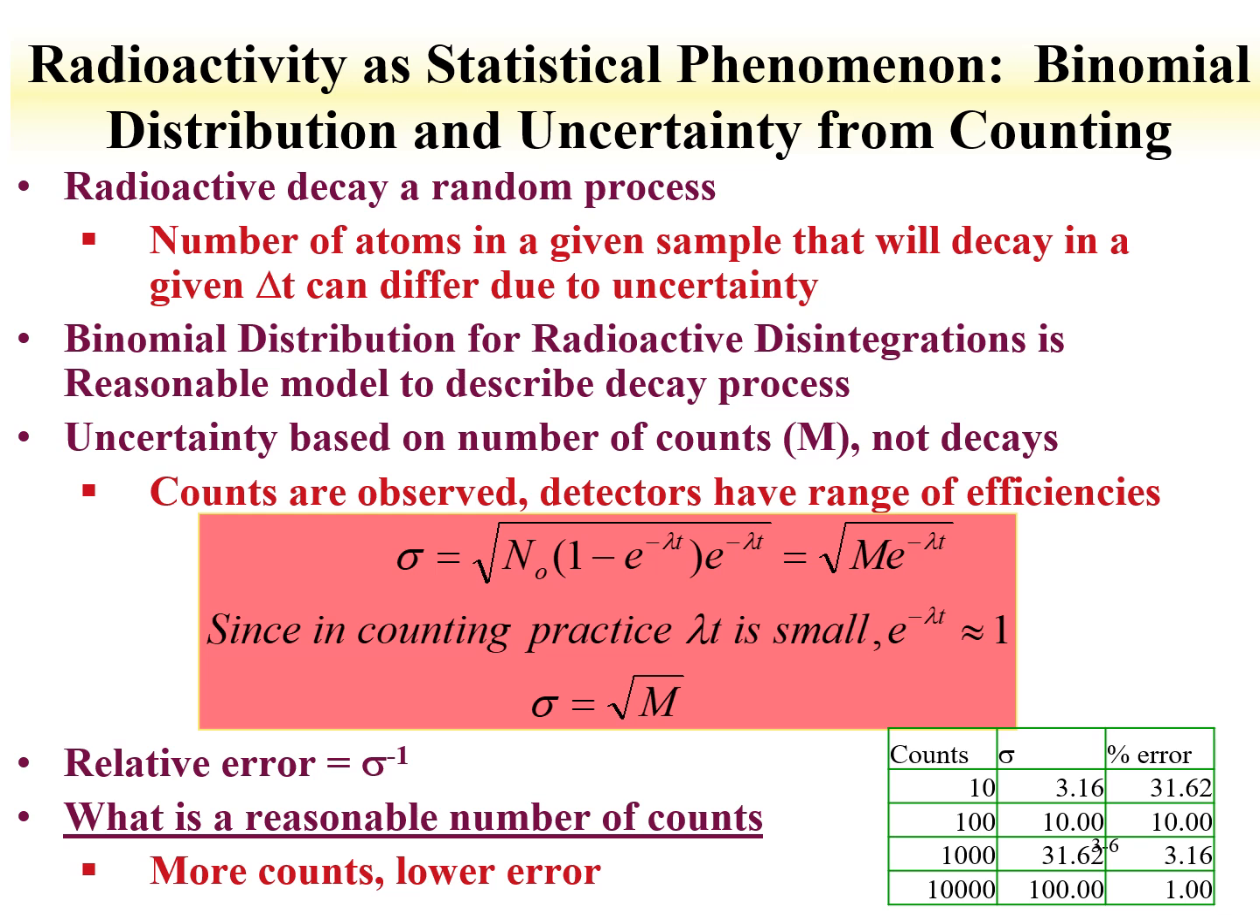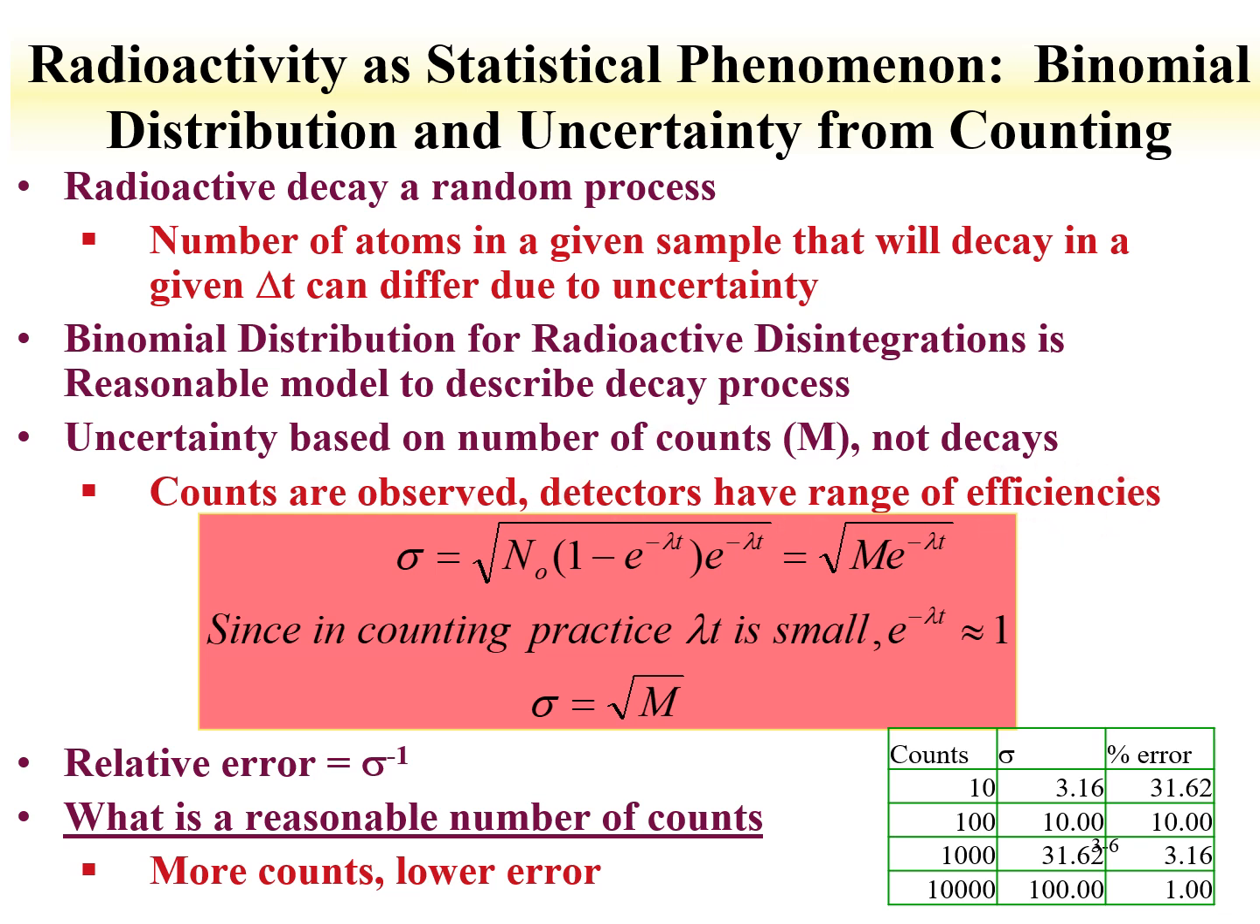One can model this with the binomial distribution for radioactive disintegrations, in which case an isotope is either decayed or it is not. It turns out that the uncertainty is based upon the number of counts that are observed. I want to emphasize that this is counts observed, not the decays. So for instance, if you have an isotope that has 100 decays per second, but your detector can only observe 10% of the decays, well then you're only going to see 10 counts per second. So the counts are observed, and the detectors have a range of efficiencies.